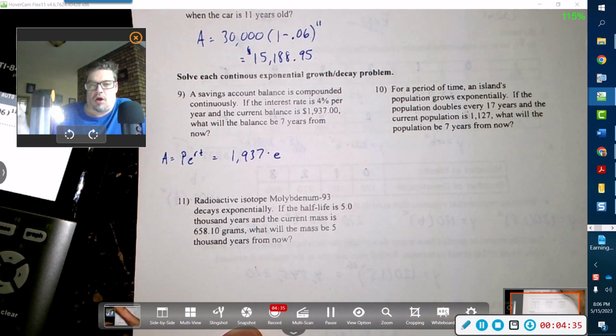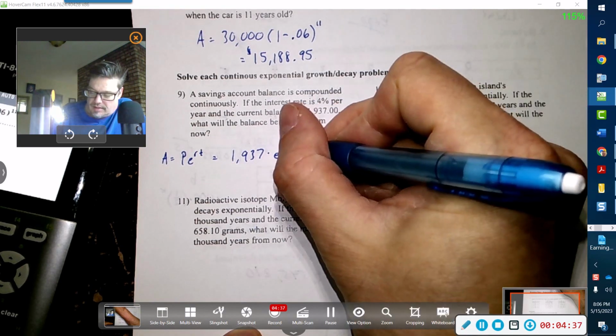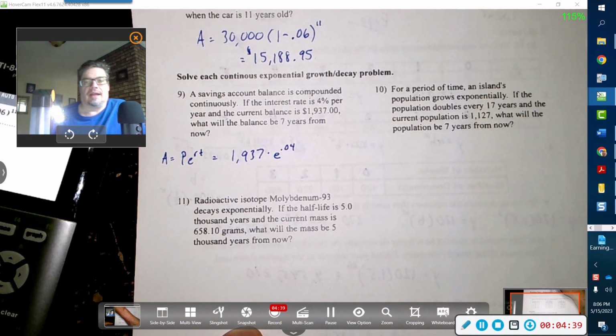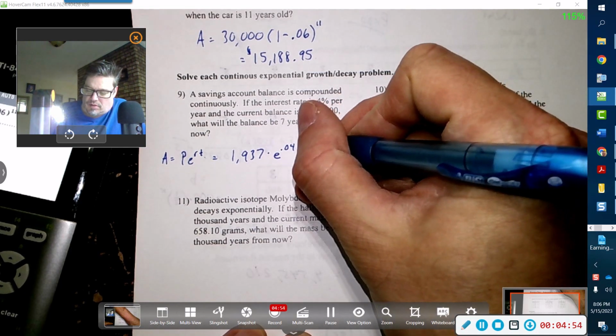We're going to start off with 1937. We're going to multiply by e to the r times t. Now the r is the percentage. Now if this was continuously decays, then we would put negative 0.04. But that's not what this is. The balance is going to go up. So we're going to go by 4%, and we want to know 7 years, so we're going to multiply that by 7.